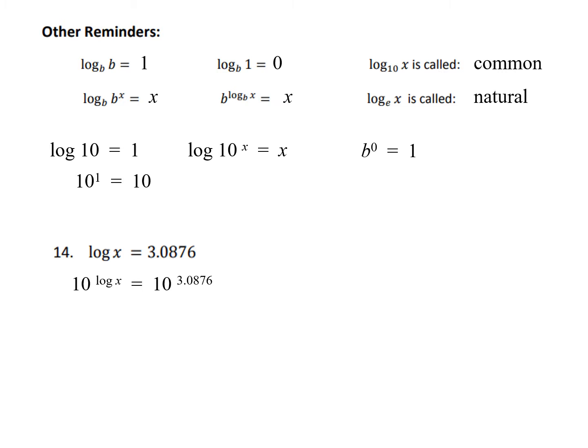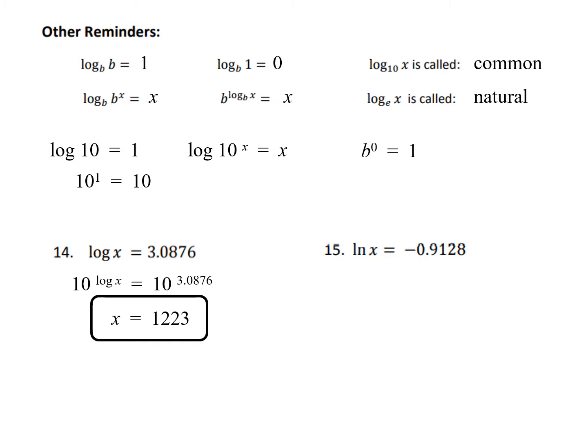So by taking 10 to the power on each side, it's going to more or less cancel itself out, and I'm just going to be left with x. And according to my calculator, 10 to the 3.0876 was 1,223. I invite you to prove that to yourself.